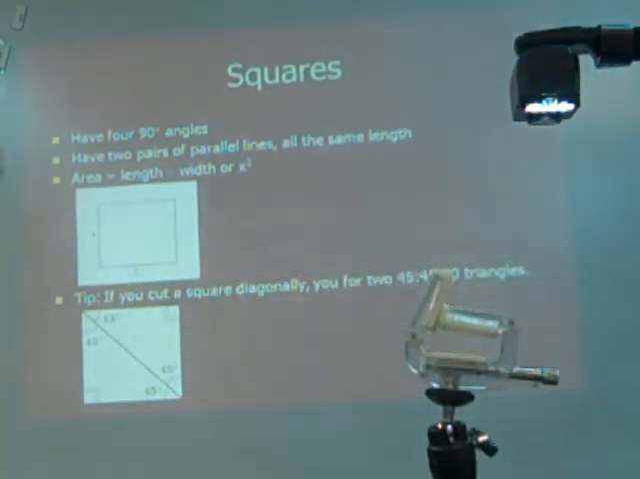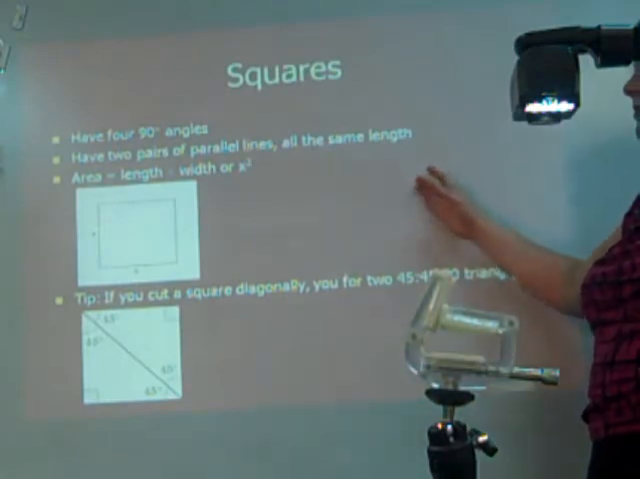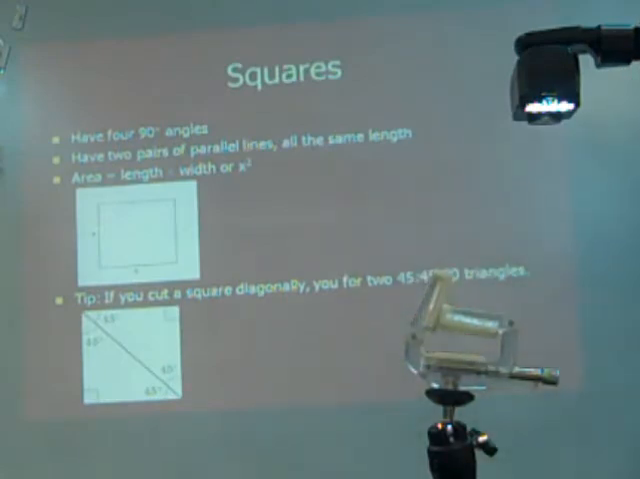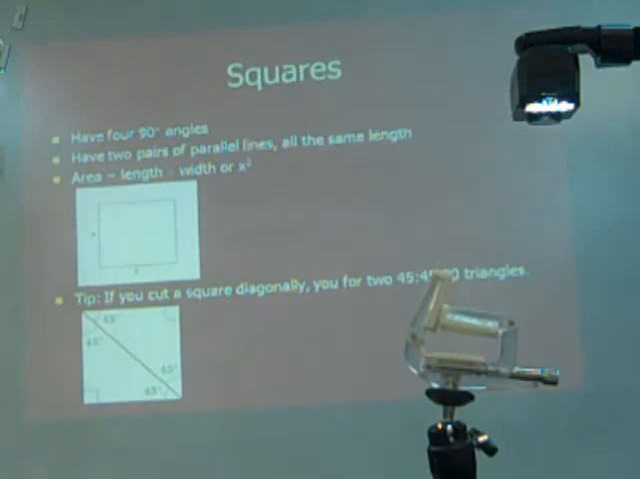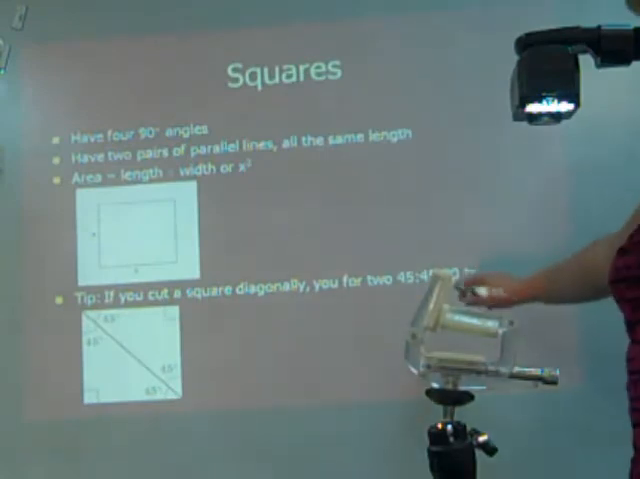And a lot of times a square problem is not really a square problem at all. It's actually a 45, 45, 90 triangle problem. Because if you cut a square in half diagonally, you create two 45, 45, 90 triangles. So a lot of times that's the rule you're going to use.